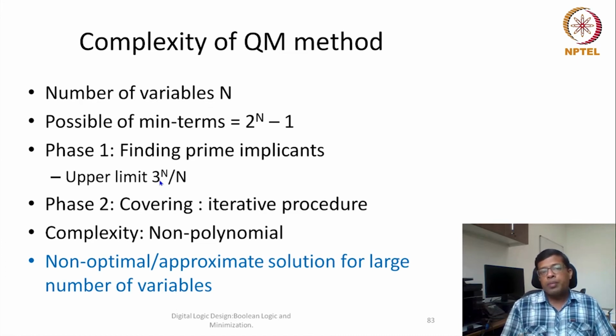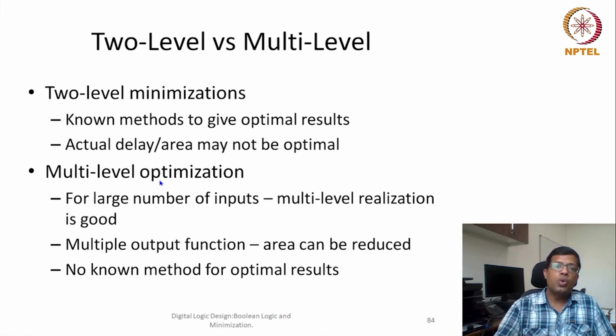Okay, so now because Quine-McCluskey will not be able to give an optimal solution in real time for a large number of variables, we also look for other methods. So we have seen in this particular lecture that sometimes we go for a 2-level optimization, sometimes we go for a multiple level optimization.